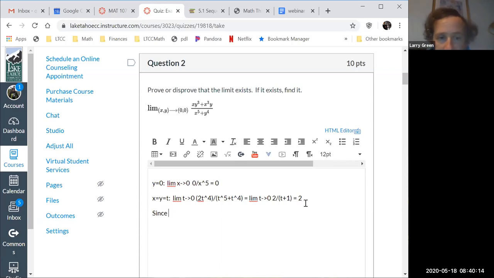So since these two paths have different limits, the limit does not exist. Let's write D and E. Okay, these are two paths that both go towards the origin. Any questions on question 2 before I move on to 3?